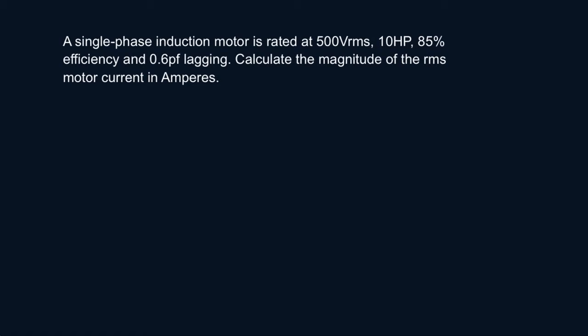A single-phase induction motor is rated at 500 RMS voltage, 10 horsepower, 85% efficiency, and 0.6 power factor lagging. Calculate the motor current in amps. So this is a very straightforward problem, but I understand sometimes NCEES will solve it. I mean, this is a typical example from the NCEES.